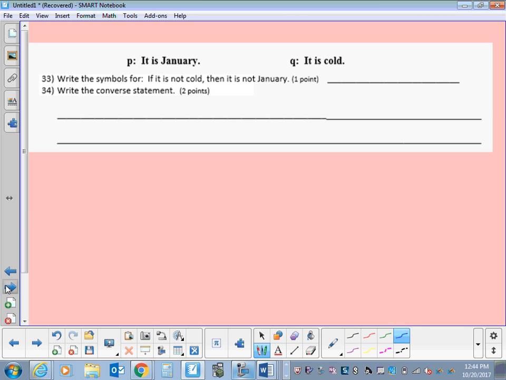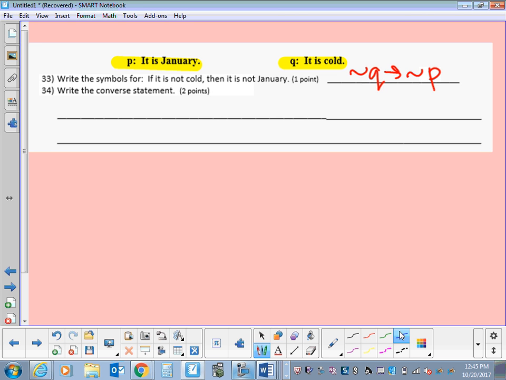The rest of this is review. Okay, just like every other test, you have a review. Write the symbols for if it is not cold, then it is not January. So based off this right here, my hypothesis is it is January, it is cold, it's a conclusion. All right, so write the symbols. What will my symbols look like for if it is not cold? Not Q. Not P. Okay, don't forget your squiggly line means not.